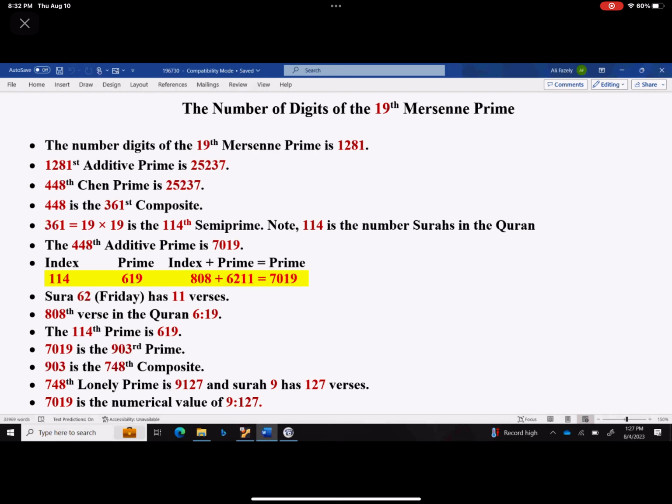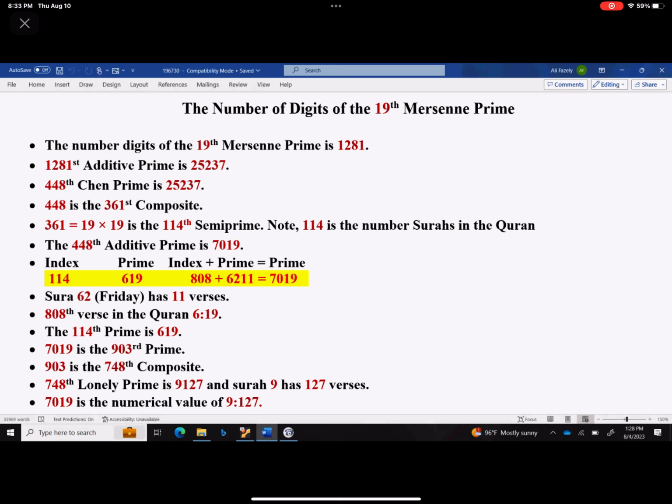The 1281st additive prime is 25237. Again, look at this. Remember, I just started with the 19th percent prime. You may not know what a percent prime is. Slow down. Before you say, well, I don't understand these things, just slow down. The 1281st additive prime is 25237. 2 plus 5 is 7, plus 2 is 9, plus 3 is 12, plus 7 is 19. The prime number which corresponds to that has 19, and the sum of the digits is equal to 19.